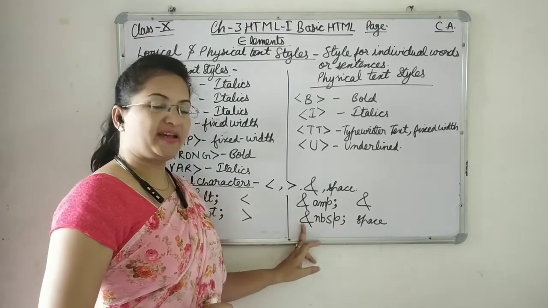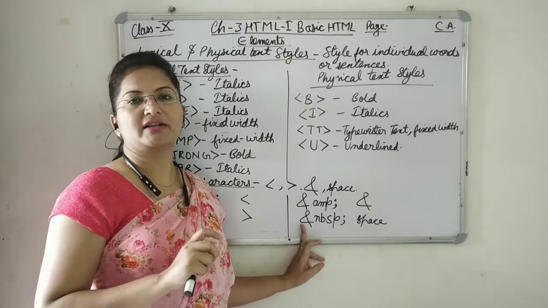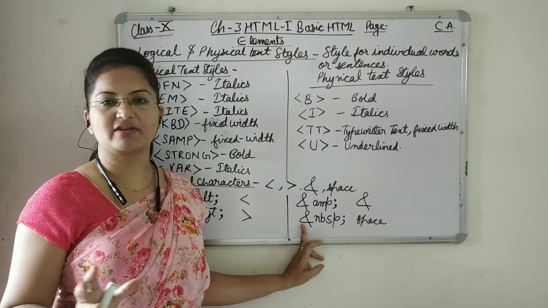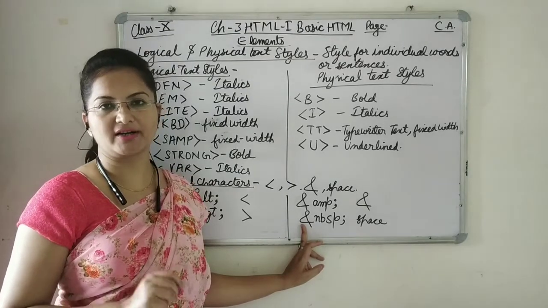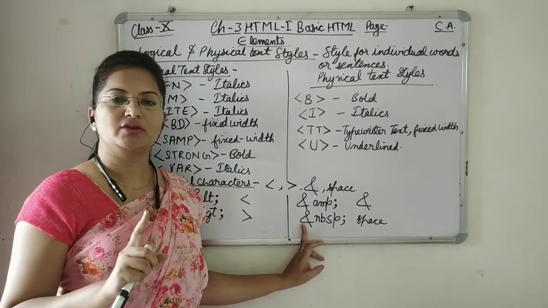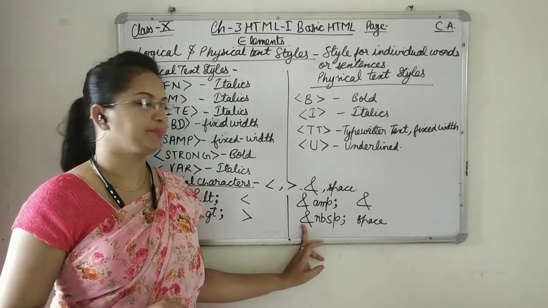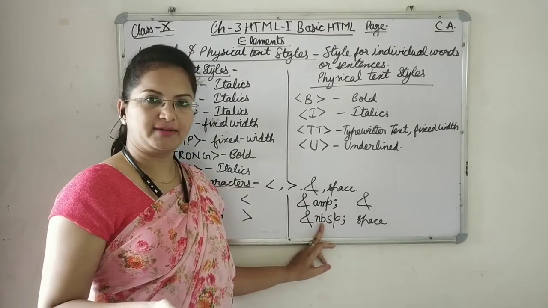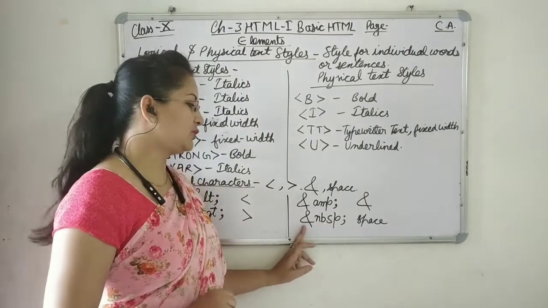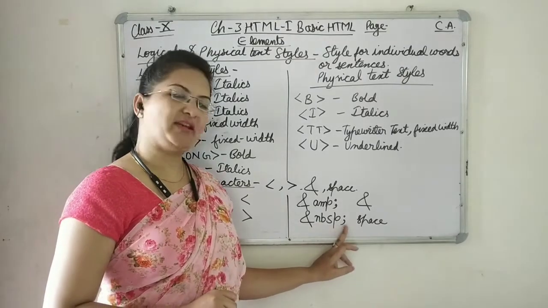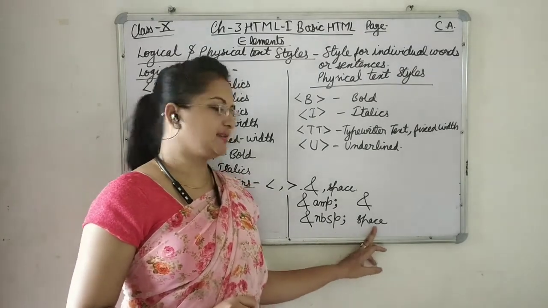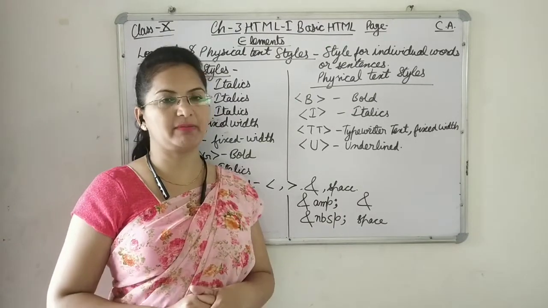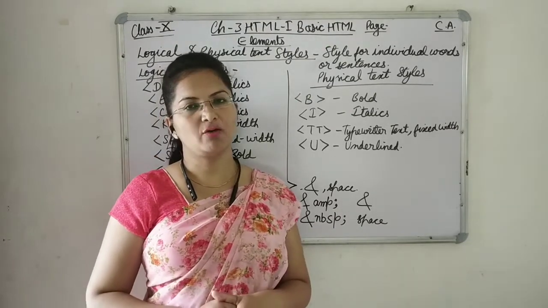Then for space, I have already told you that HTML does not understand trailing spaces. Even if lots of spaces are there, HTML does not understand. It only understands one space between two letters or words. So if we want more spaces in HTML, then we can use ampersand NBSP semicolon for a single space. If we want many spaces, we have to use ampersand NBSP semicolon as many times as we want spaces.